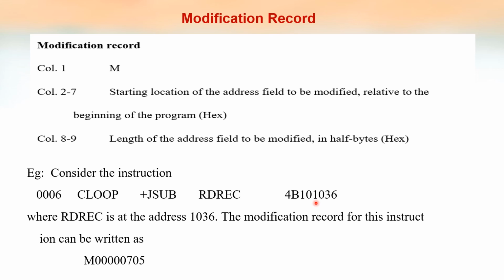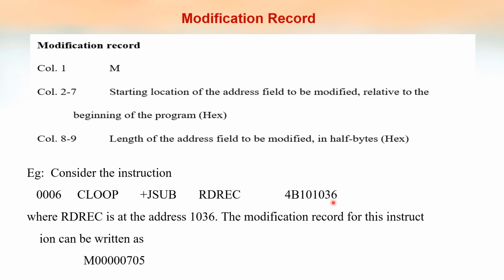20 bits means how many bytes? 16 bits we can tell is 2 bytes. Then 24 bits means 3 bytes, but 20 bits is like 2.5 bytes. So that is not a good format to write, 2.5 bytes. It should be a whole number. So what we write is the length of the address field to be modified in half bytes. So 20 bits means how many half bytes? It is 5 half bytes. 5 fours are 20, and a half byte means 4 bits.